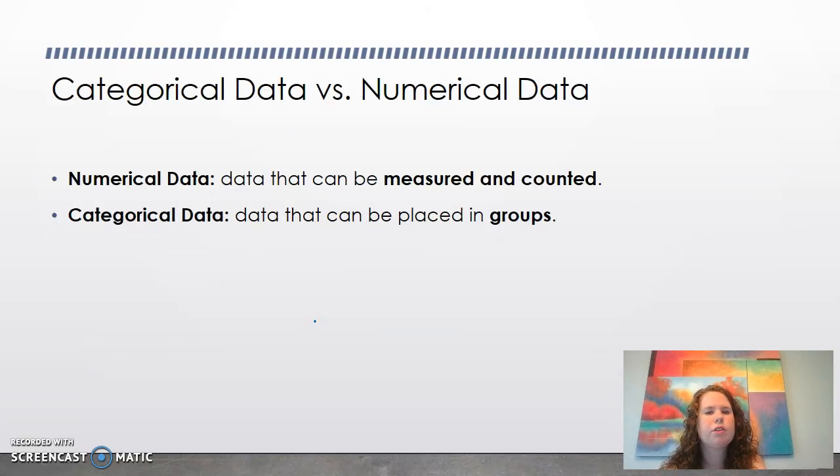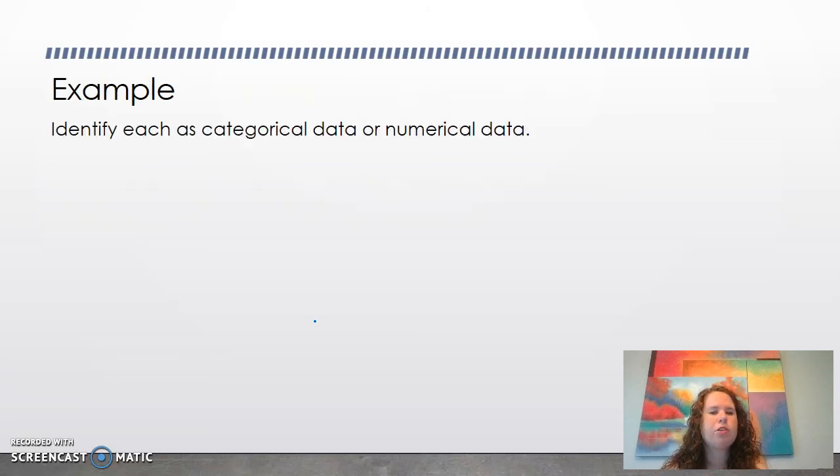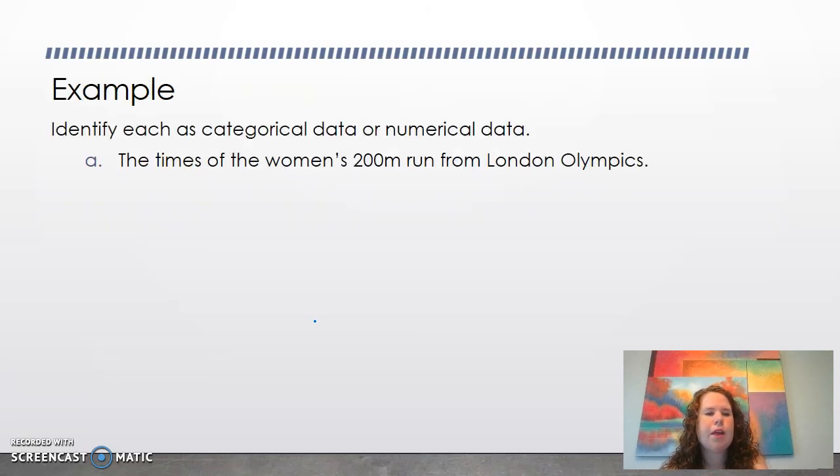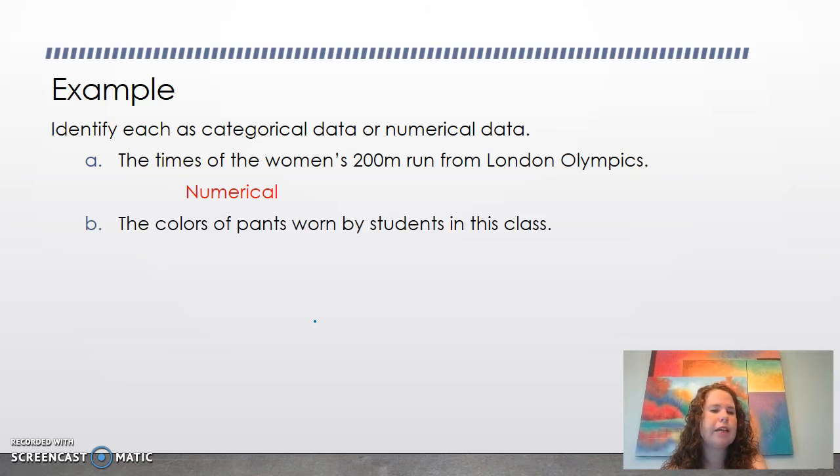Numerical versus categorical data. Numerical data can be measured and counted, whereas categorical data is data that can be placed in groups. So if we look at these examples here, the times of the women's 200-meter run from the London Olympics in 2012. That's numerical because that is data we can put in a specific order to be counted, or it's measured data.